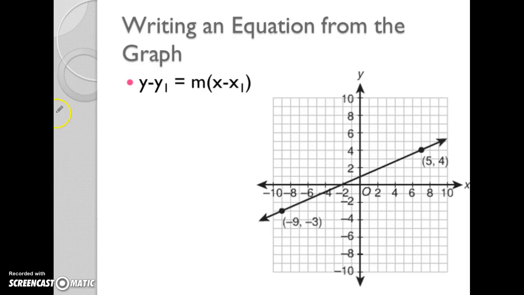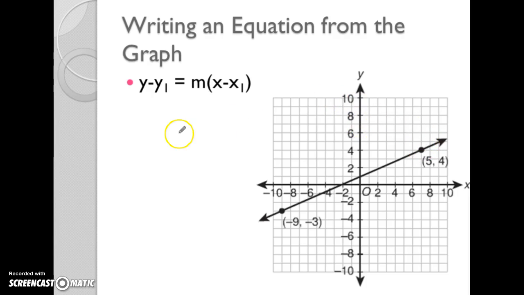So now we can look at writing an equation from the graph of a line. On this line, I can easily see that there are 2 points: the point (-9, -3), and the point (5, 4) on the graph of this line. To write an equation in point-slope form, we need to know the slope, but we also need to know a point on that line. And in this case, we have 2.